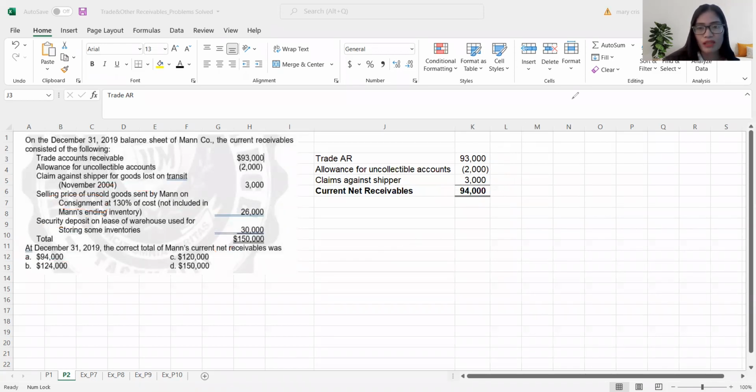So that's it, no? That's the end of the discussion ng problem. So I hope you learned something and at least sana na-clarify no yung mga points na medyo confused pa kayo, especially for identifying items which should have been included, no, or not included in the caption trade and other receivables.